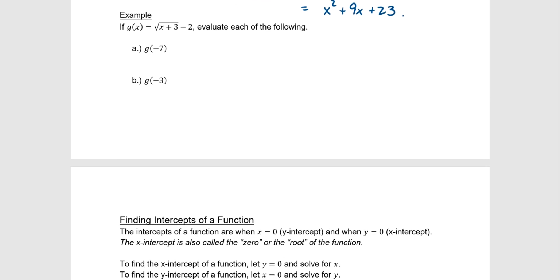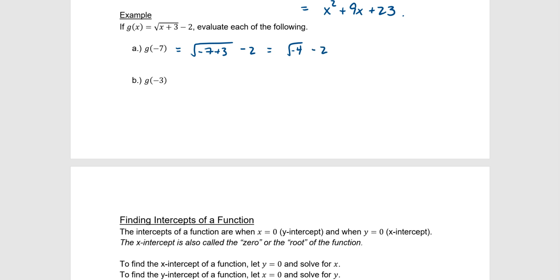Okay, one more example for this. We have g of x is the square root of x plus 3, minus 2, and evaluate g of negative 7. So we plug in a negative 7. The square root of negative 7 plus 3, minus 2. Evaluate what's under the square root. That gives us negative 4. The square root of negative 4, minus 2.